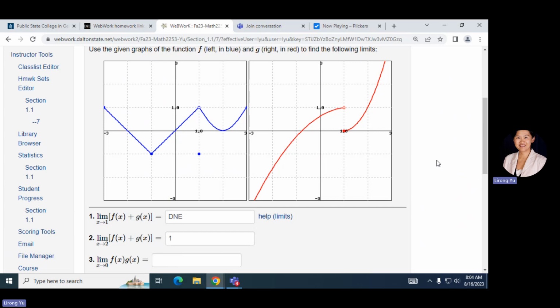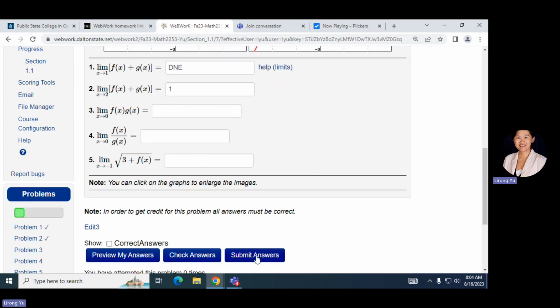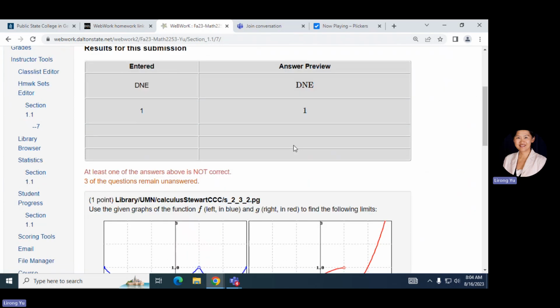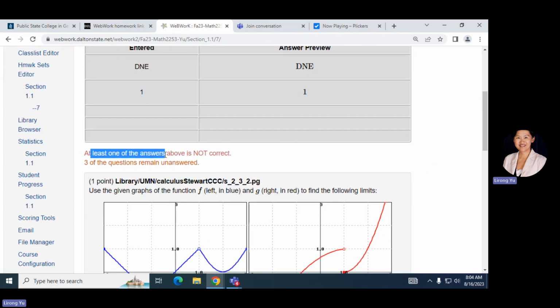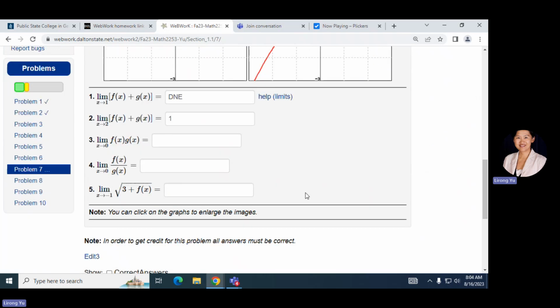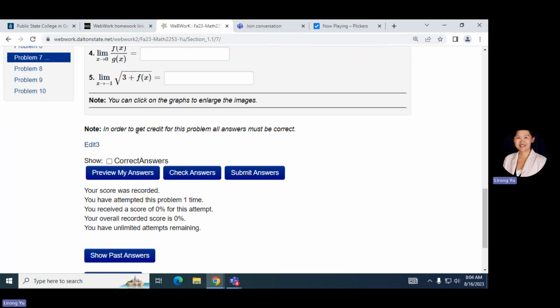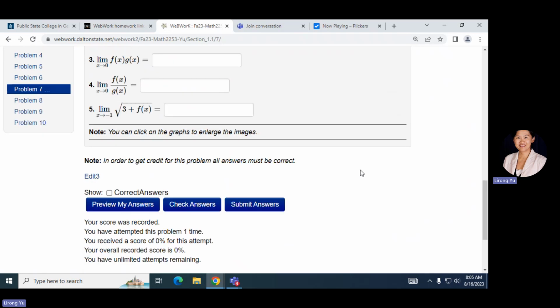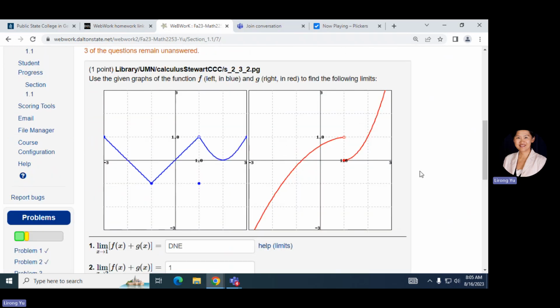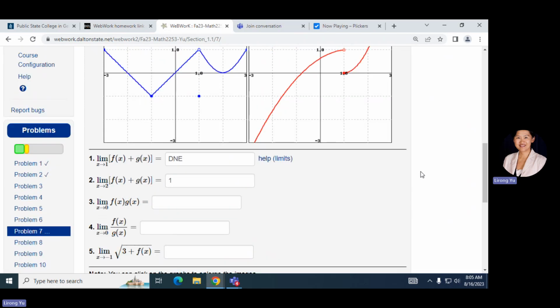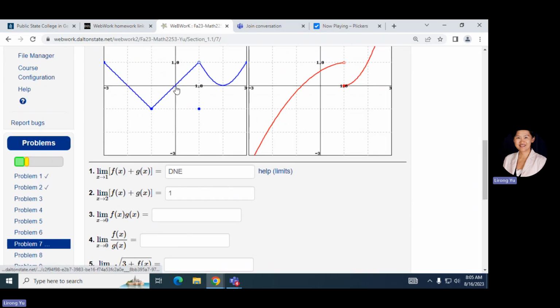Okay, so I was probably just overcomplicating it. Sometimes they just take some examples. If we submit them, you can see at least one of them is not right, since I only did 2. Oh. It says here, in order to get credit, you have to have all answers correct, and that's what's making this slightly harder. Let's finish the rest.